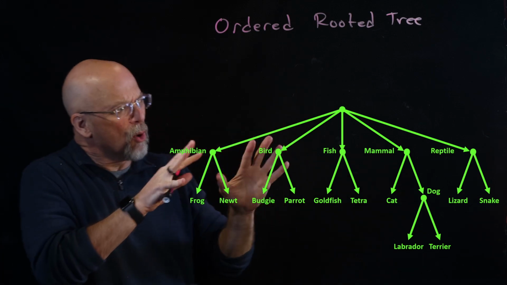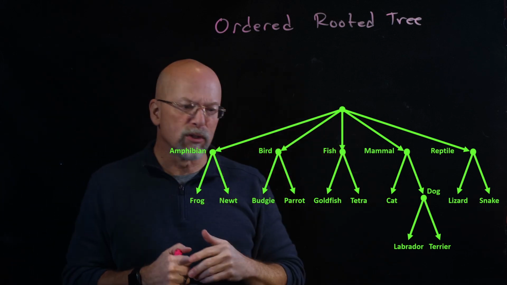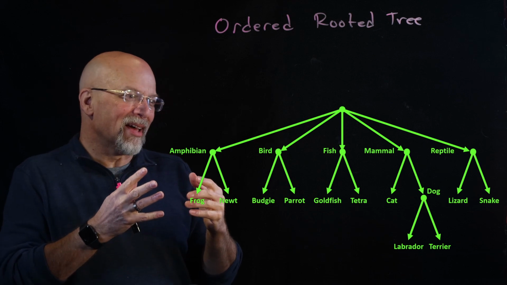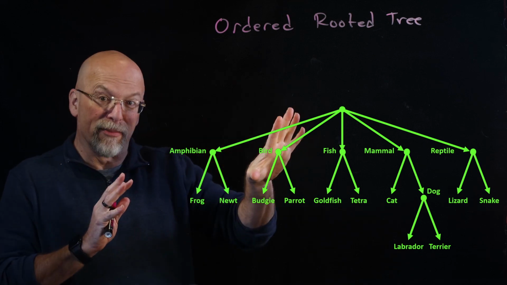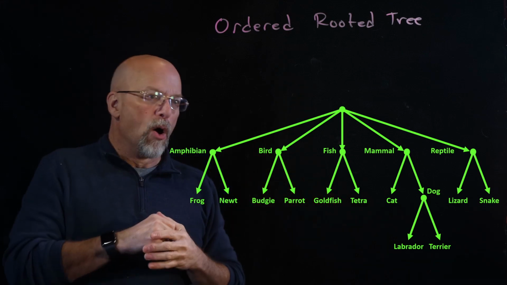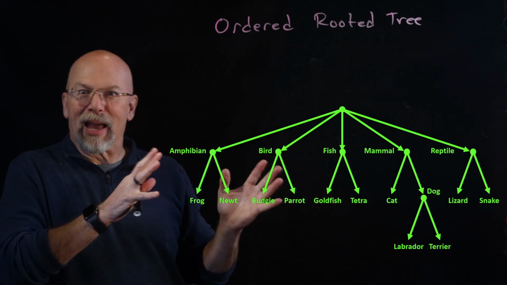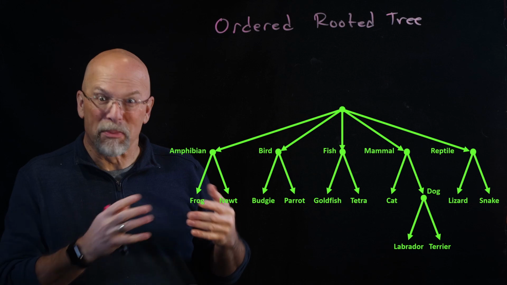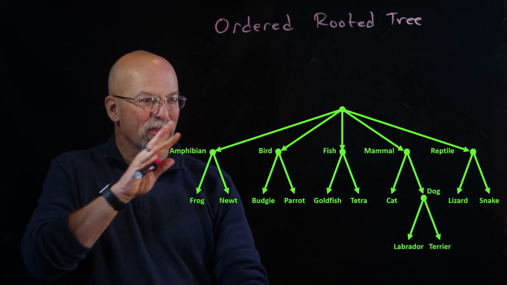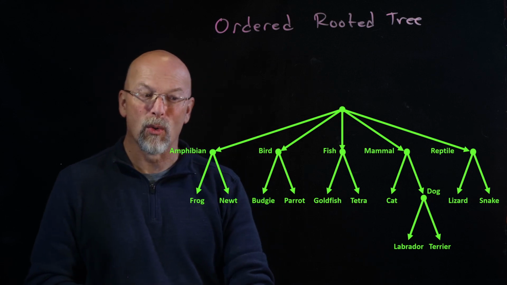Now, this is not the only order that we could have used. For example, we're talking about pets here. We could have, instead of ordering them alphabetically like we have here, ordered them by popularity or by ease of keeping them or any number of things, maybe size, who knows. But the idea is that from left to right, there is an order to them.